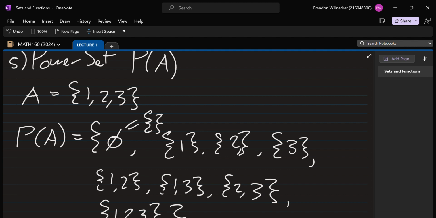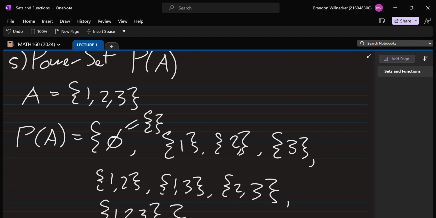We could choose one element. How many one-element subsets are there? Well, there's 3 elements, so we can pick the first one and make a set out of it, the second one, and the third one. Those are the 3 singleton sets. Next possibility, we pick 2 elements. We can pick 1 and 2, that's a subset. We can pick 1 and 3, that's another subset. We can pick 2 and 3, that's another subset.